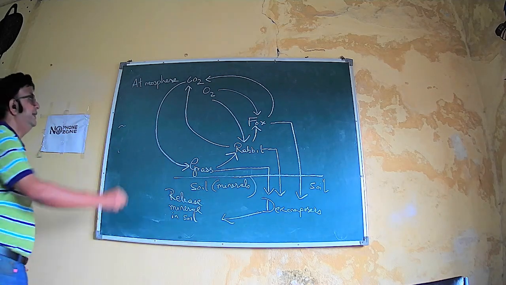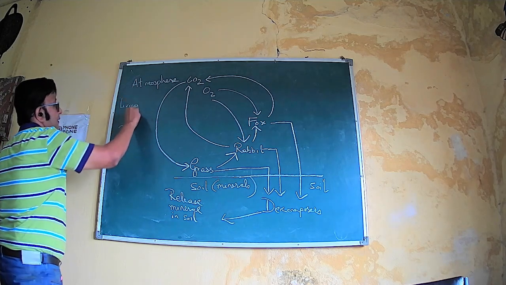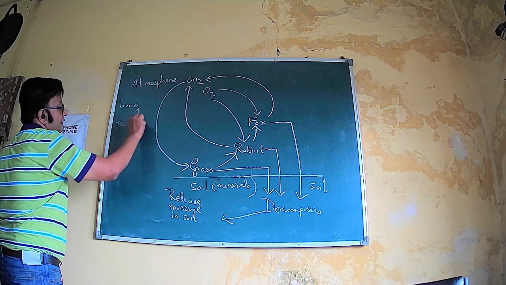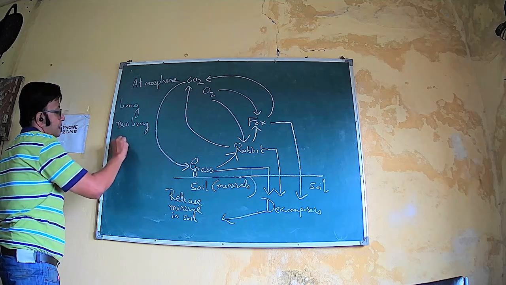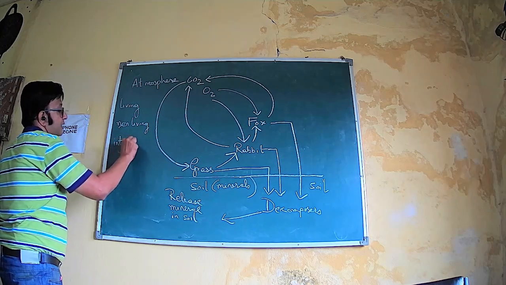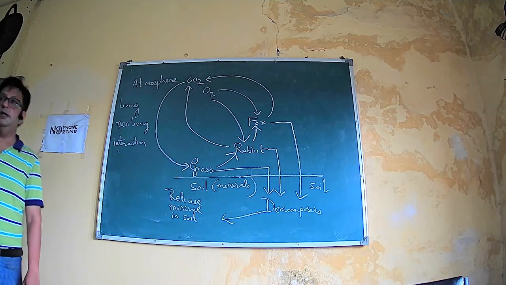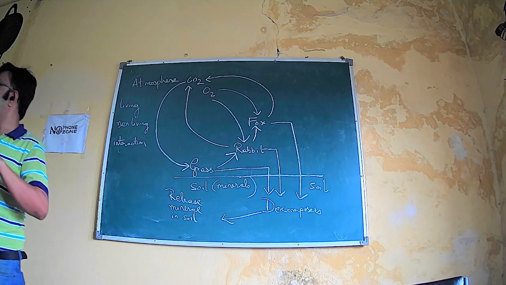Clear? So there is the living component, non-living component, and interaction. Living component, non-living component, and interaction. This is how you pictorially visualize an ecosystem.